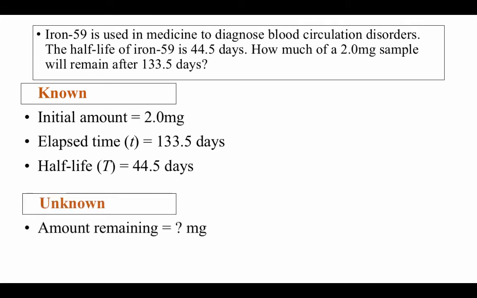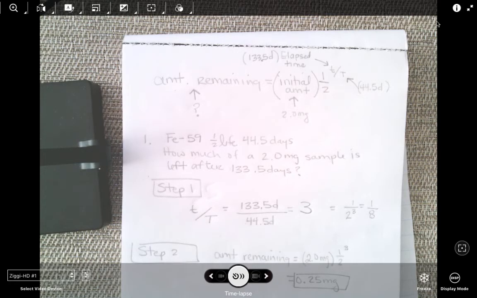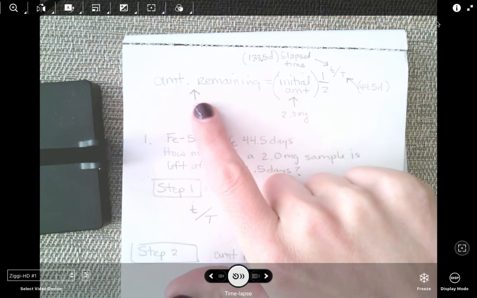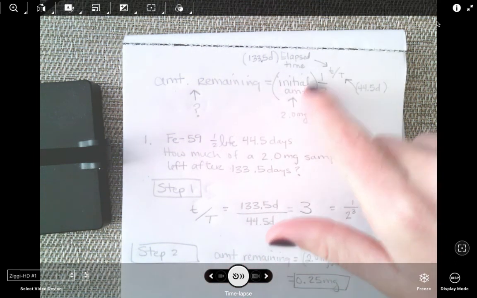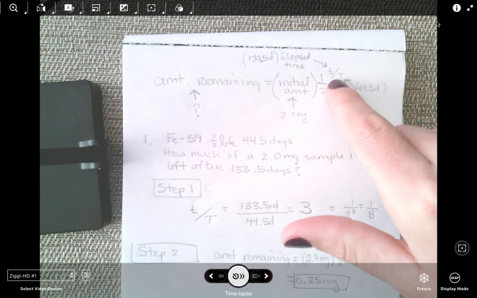What are we looking for? The amount remaining. And the amount remaining is going to be in milligrams because the initial amount was in milligrams, so that unit carries over. So let's look at this question in terms of that equation. So the equation is the amount remaining is equal to the initial amount of the sample times 1/2 to the power of little t divided by big T.